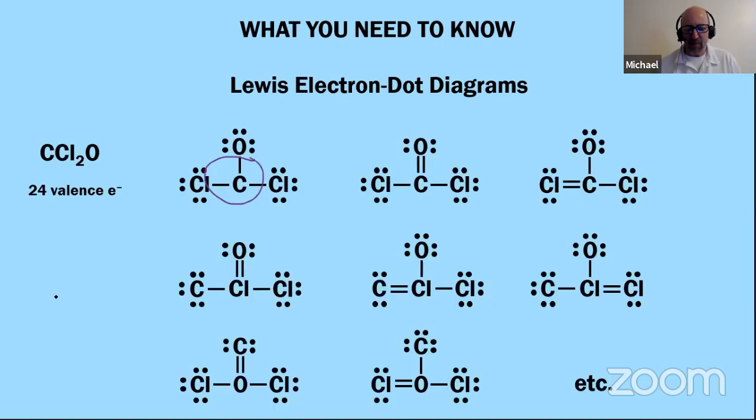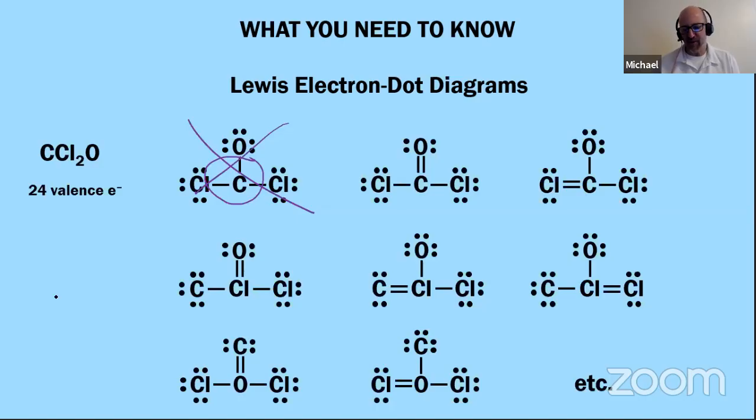Okay, so that one. But every other structure that's on the screen here actually has a full octet for all the atoms. So you might wonder, how do we decide how to draw these Lewis electron-dot structures? And could there be more than one possible structure that would be considered correct? Well, there's several answers to that question.